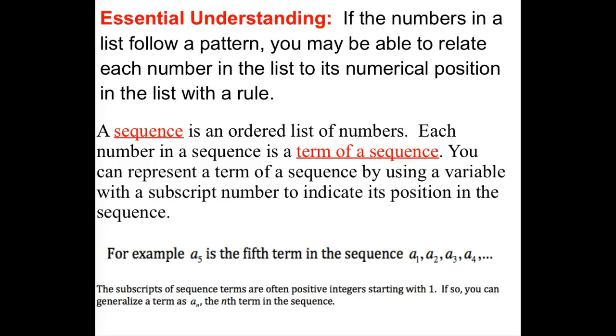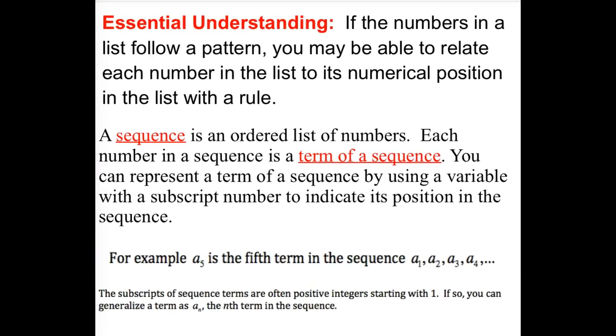If the numbers in a list follow a pattern, you may be able to relate each number in the list to its numerical position in the list with a rule or some kind of formula. A sequence is an ordered list of numbers. Each number in a sequence is called a term of the sequence. You can represent a term of a sequence by using a variable with a subscript number to indicate its position in the sequence.